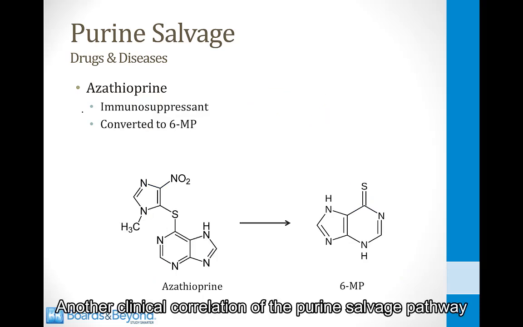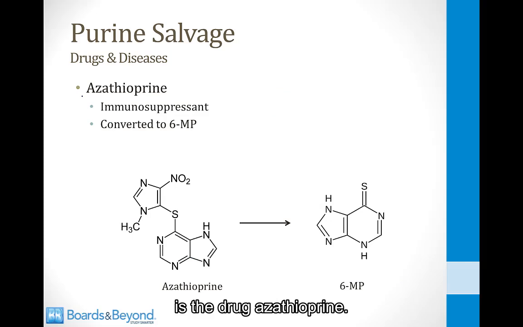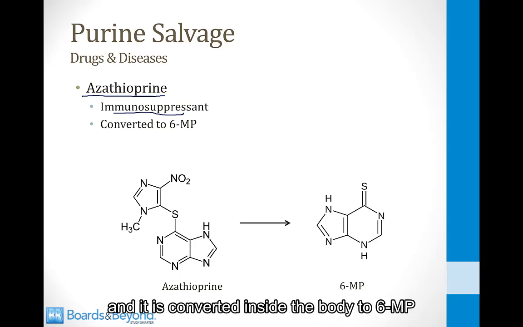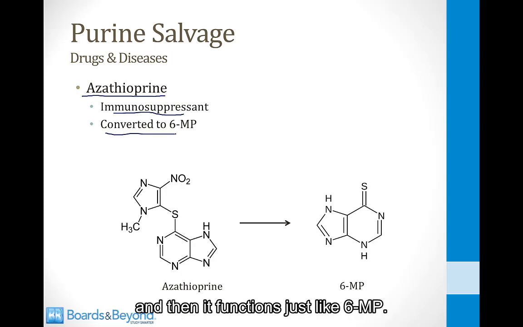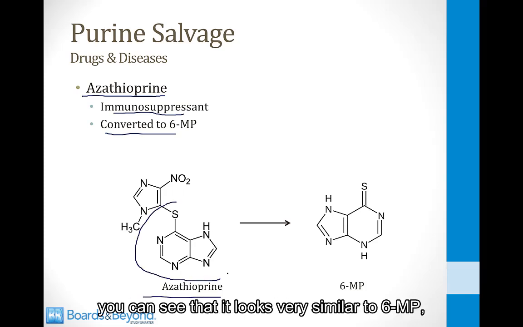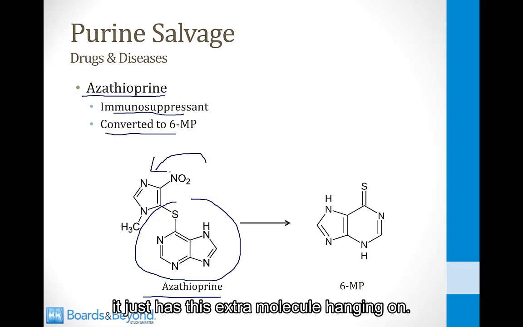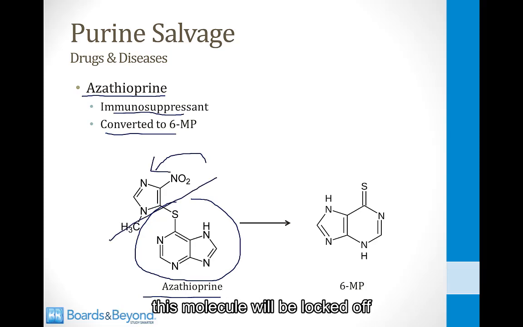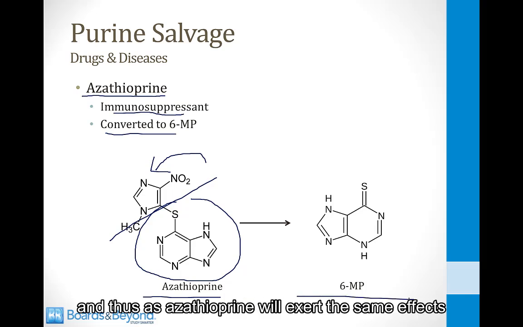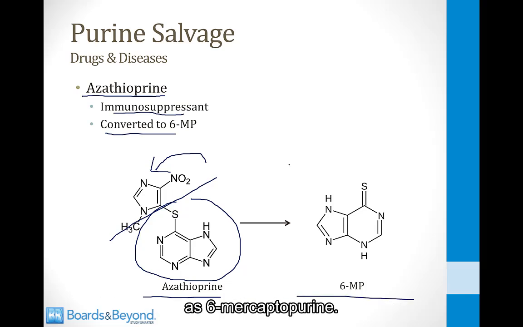Another clinical correlation of the purine salvage pathway is the drug azathioprine. It's an immunosuppressant. It's used in inflammatory bowel disease and a number of other disorders, and it is converted inside the body to 6MP, and then it functions just like 6MP. This is the structure of azathioprine at the bottom of the screen. You can see that it looks very similar to 6MP. It just has this extra molecule hanging on. Inside the body, this molecule will be lopped off and you will be left with 6MP, and thus azathioprine will exert the same effects as 6-mercaptopurine.